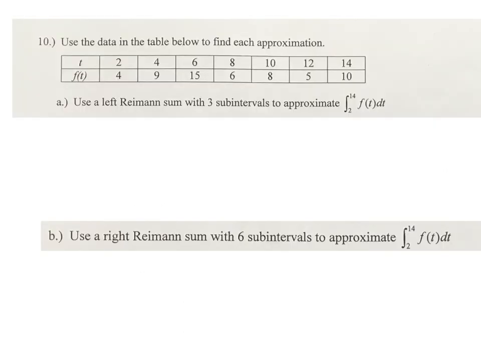Okay, so in number 10, we are now going to use data in a table to find some approximations. We're going to use Riemann sums to approximate. So this first one, letter A, says use a left Riemann sum and 3 subintervals to approximate the integral from 2 to 14 of f of t dt. So we're going to start by saying the integral from 2 to 14 of f of t dt is approximately equal to, remember this is going to be the sum of the areas of a bunch of rectangles, so it's going to be an approximation for the integral.